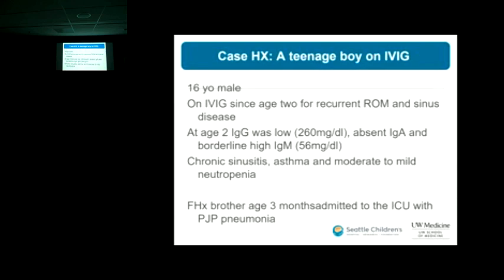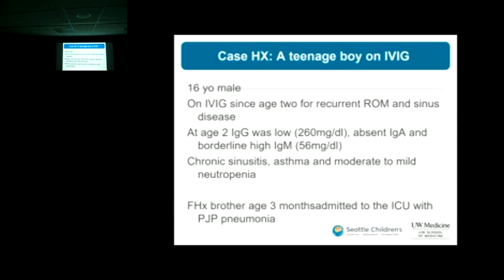So I'm going to skip this patient. Oh, no, I don't want to skip this one. This is my favorite disease. This is a teenage boy who's on gamma globulin. He's now 16. He was started on gamma globulin at the age of 2 because he had a lot of ear infections and sinus disease. At that time, his IgG was in the 200 range. He didn't have any IgA, and the IgM was sort of borderline, but nothing dramatic. He had a lot of chronic sinusitis and some asthma, and some intermittent neutropenia.